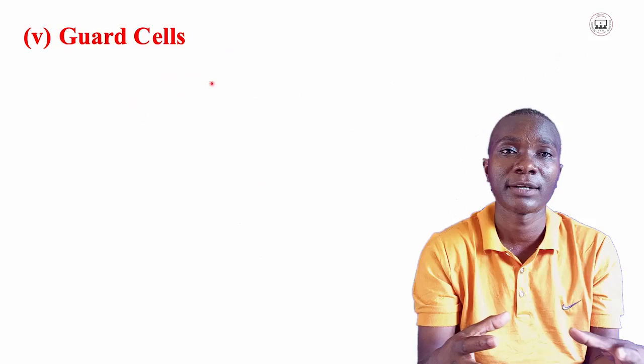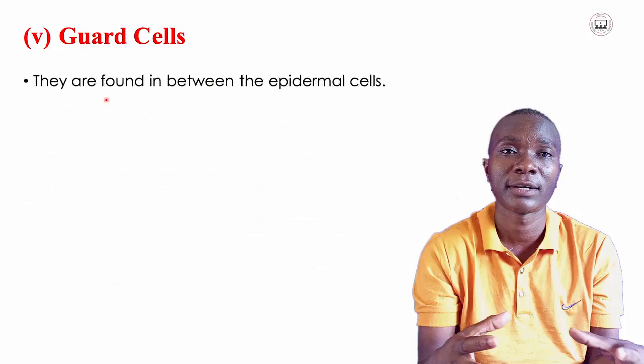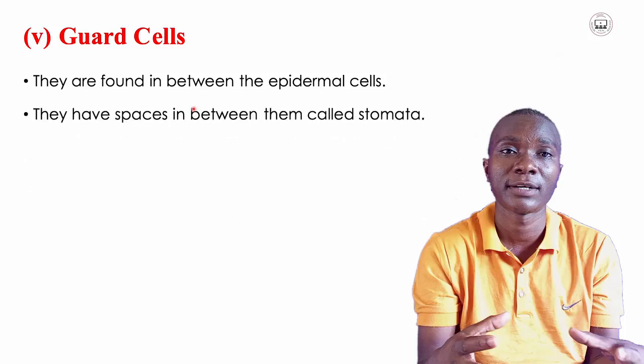Let's talk of the guard cells. At the time I was explaining about the stomata, I said beside the stomata, there are what? Guard cells. These are the cells which open and close the stomata. They are found in between the epidermal cells. They have spaces in between them called stomata. We are going to see how stomata carry out their functions, but it is guided by these guard cells.